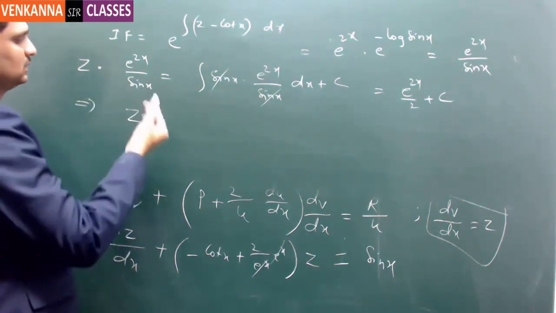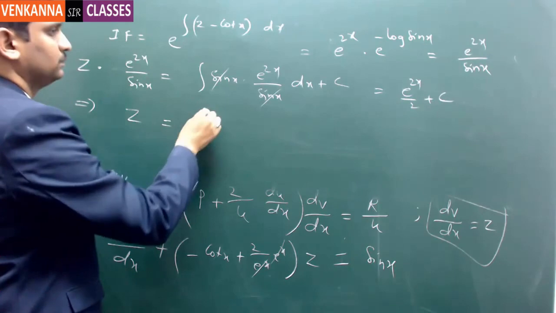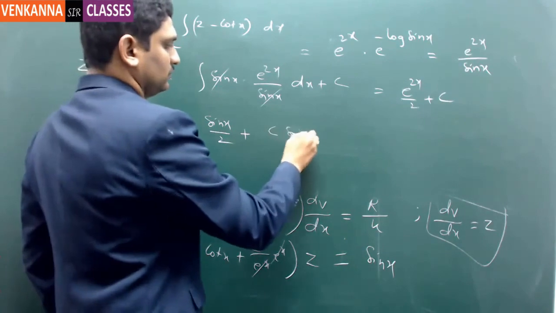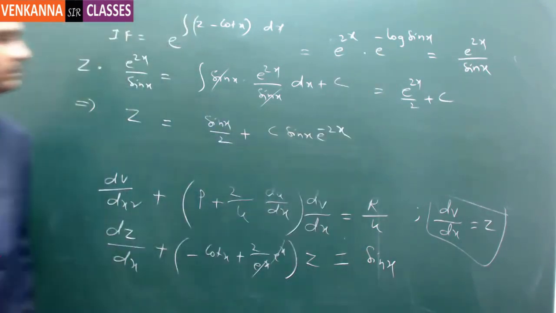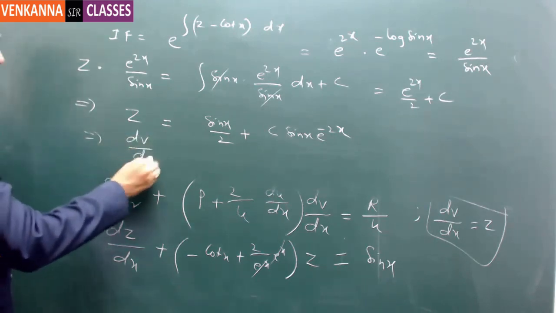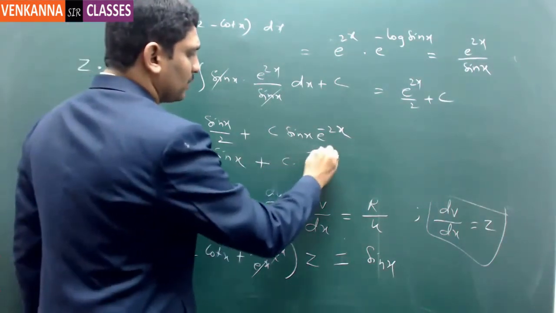z is equal to sin x by 2 plus c e power minus 2x into sin x. Accepted. So please check that part. And z is nothing but dv by dx. So this implies dv by dx is equal to 1 by 2 sin x plus c into e power minus 2x into sin x.